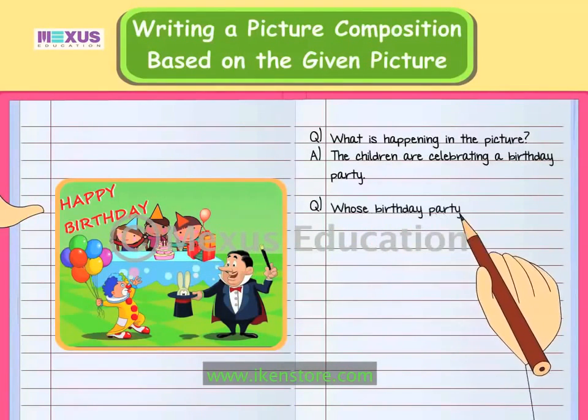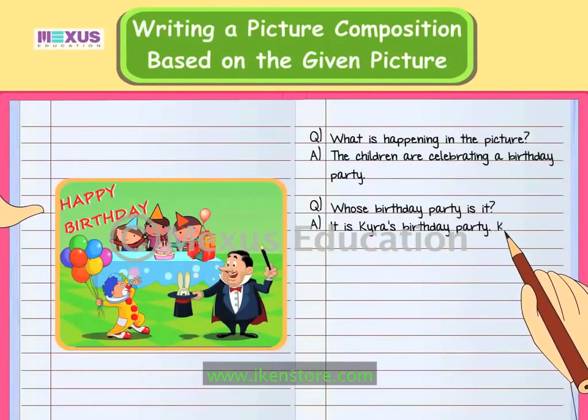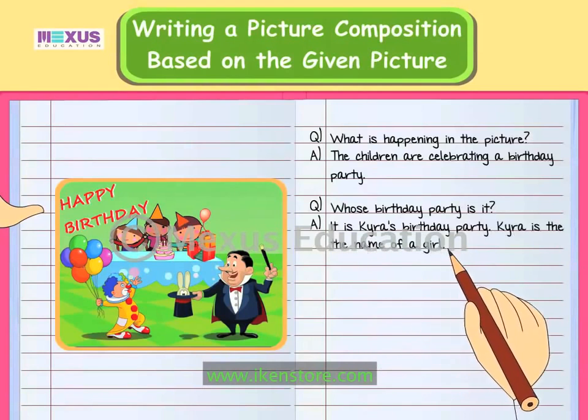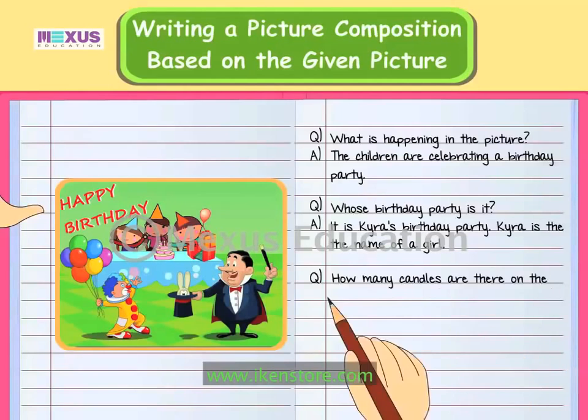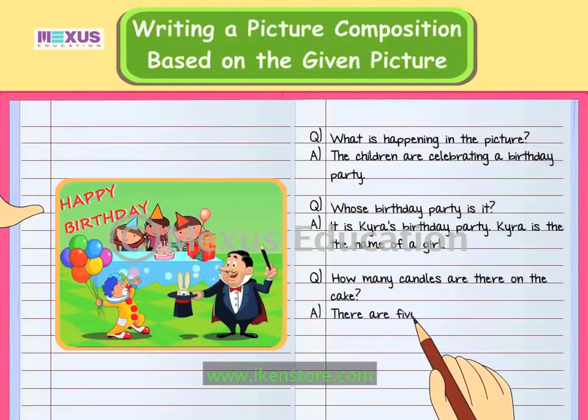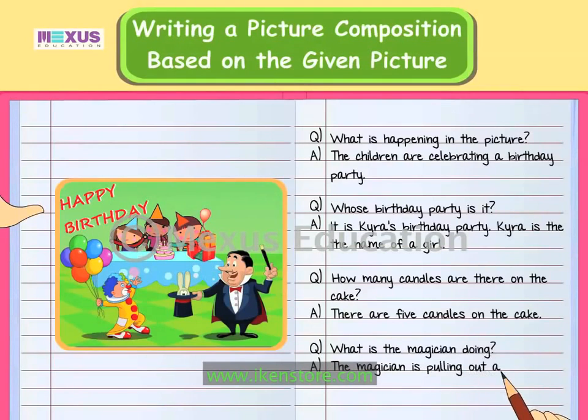Whose birthday party is it? It's Kyra's birthday party. Kyra is the name of a girl. How many candles are there on the cake? There are 5 candles on the cake. What is the magician doing? The magician is pulling out a rabbit from his hat.